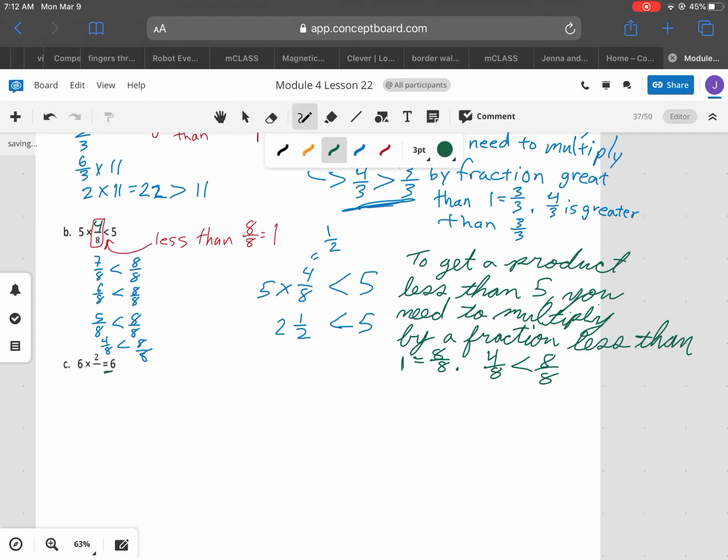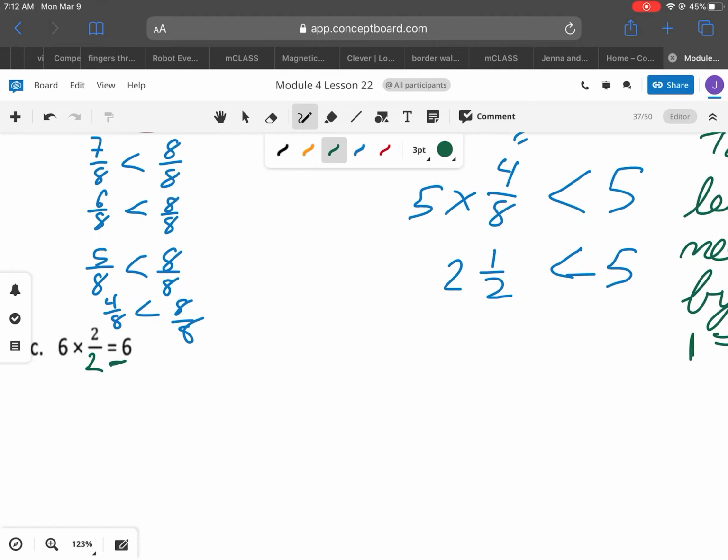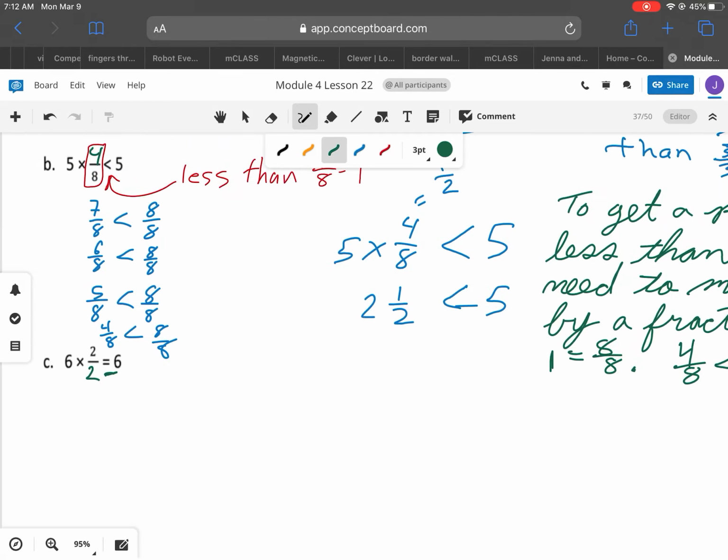Alright, so here it says equal. So in order to get equal, I'm going to have to multiply it times 2 halves. Now that one I cannot change. It has to be 2 halves. The other ones we get to choose a lot of different numbers. This one, it has to be a 1. Alright?